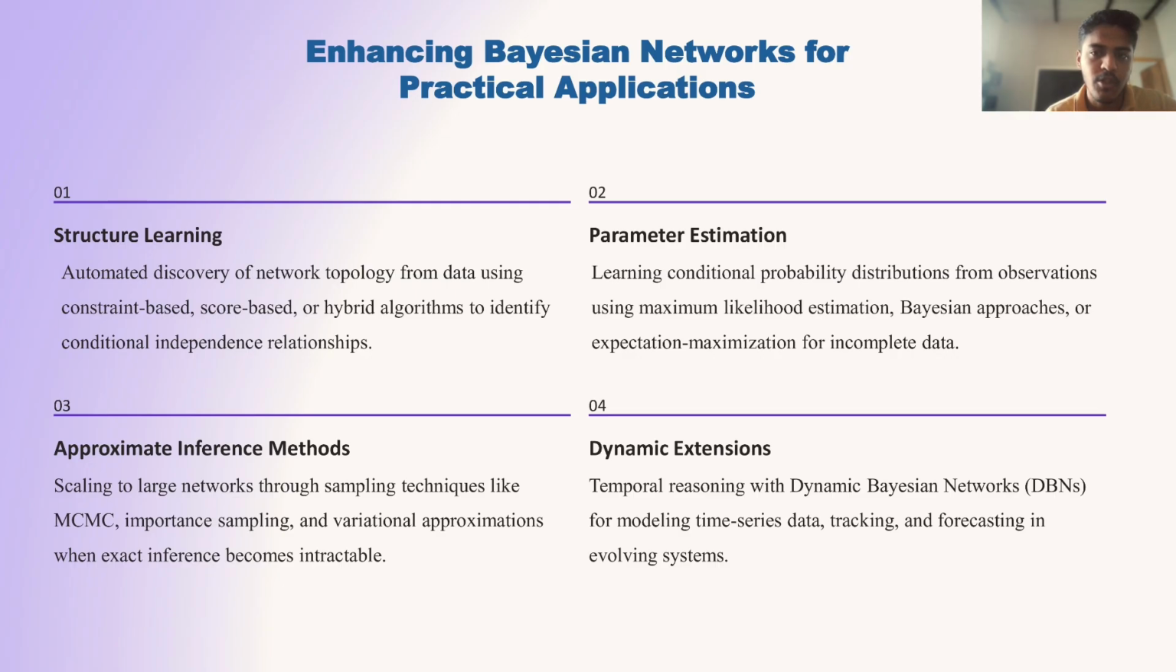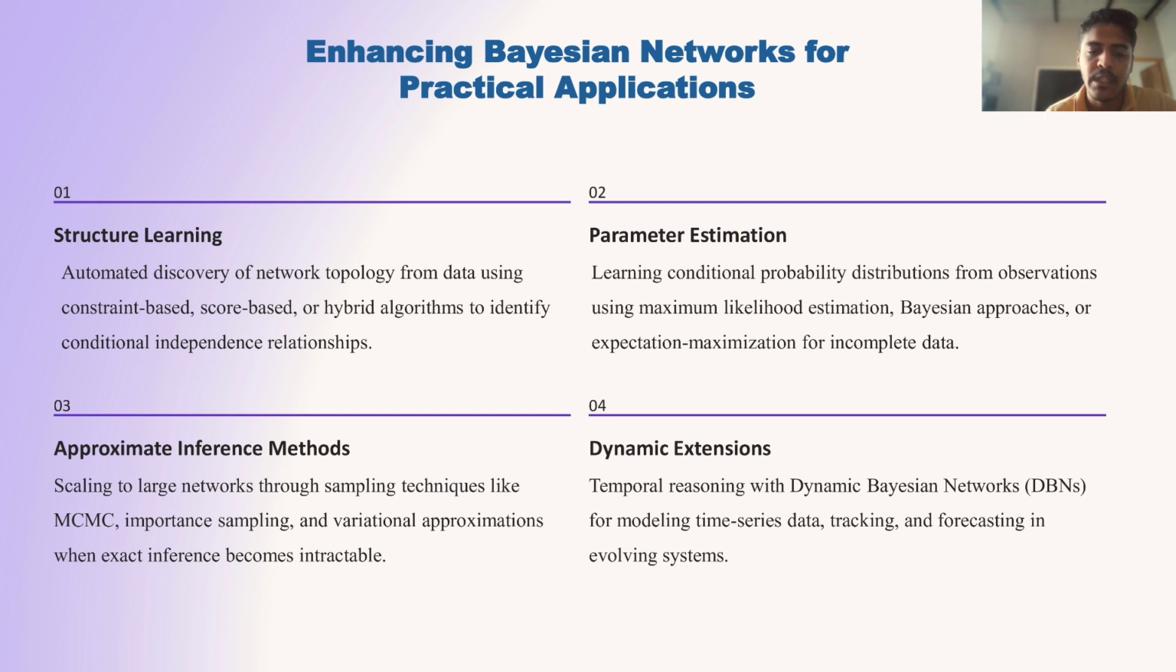Enhancing Bayesian networks for practical applications. First one is structure learning, parameter estimation, approximate inference, dynamic inference. Structure learning: automated discovery of network topologies from data using constraint based, score based, or hybrid algorithms to identify conditional dependency relationships. Parameter estimation: learning conditional probability distributions from observations using maximum likelihood estimation, Bayesian approaches, or expectation maximization for incomplete data.